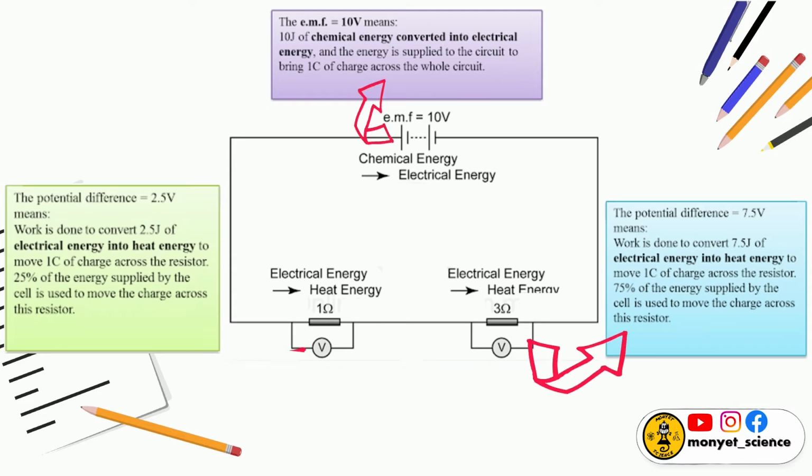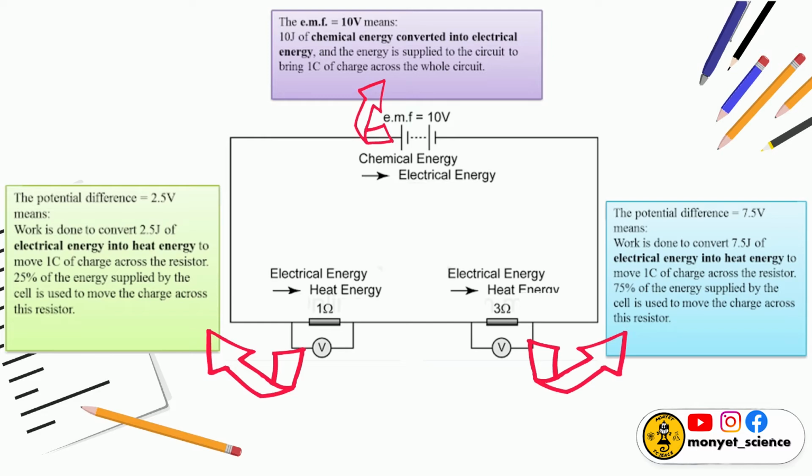The potential difference of 2.5 volts means that work is done to convert 2.5 joules of electrical energy into heat energy to move 1 coulomb of charge across the resistor. 25% of the energy supplied by the cell is used to move the charge across this resistor.